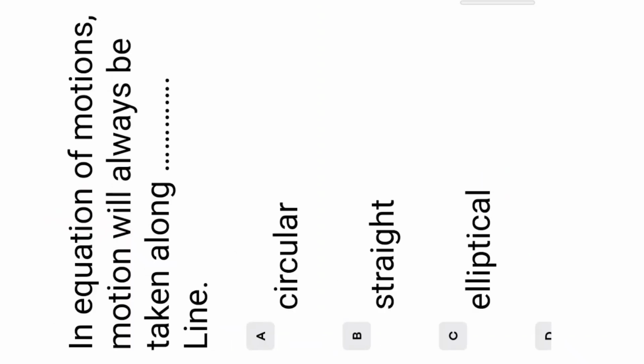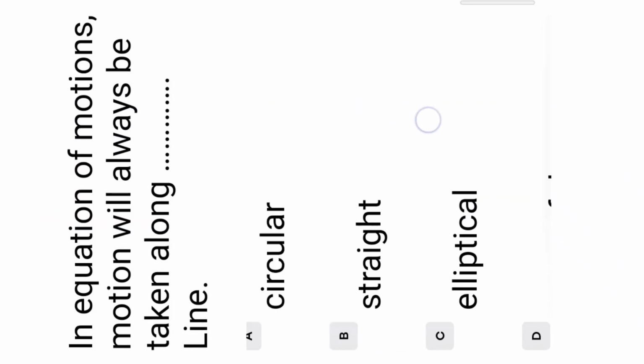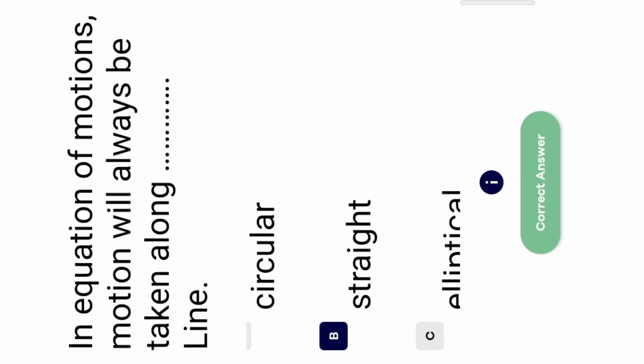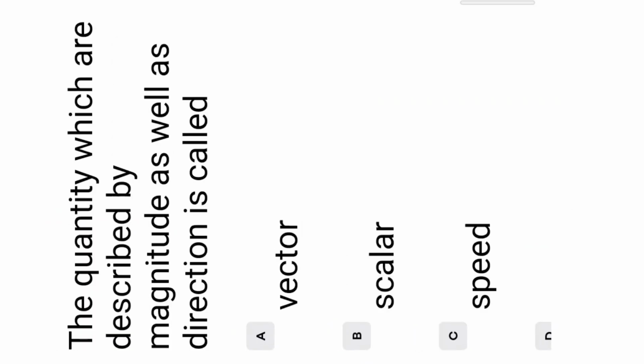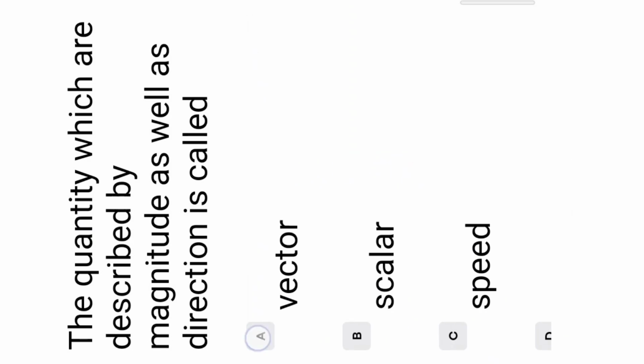In equation of motion, motion will always be taken along a line: A circular, B straight, C elliptical, D none of these. It is a straight line motion. So we take B. The quantity which is described by magnitude as well as direction is called A vector, B scalar, C speed, D acceleration. It is a vector quantity. So we take A.